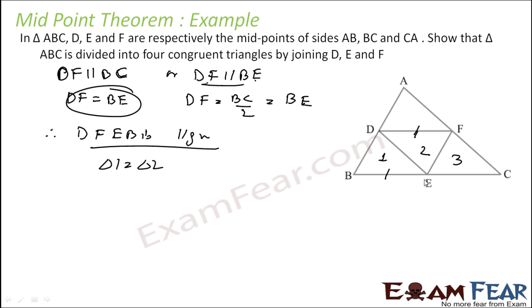Similarly, here if you see, DE will be parallel to AC because D and E are midpoints. Now DE is equal to AC by 2, that is nothing but AF. So DEFA will be a parallelogram, and DF is the diagonal. So this will bisect it into two congruent triangles, that is triangle 2 and triangle 4. So triangle 1 is congruent to triangle 2, triangle 2 is congruent to triangle 3, as we have just seen, and triangle 2 is also congruent to triangle 4. So with this I can say that all four triangles are congruent.